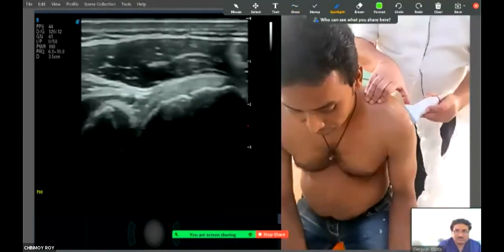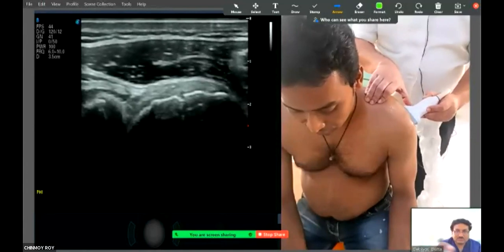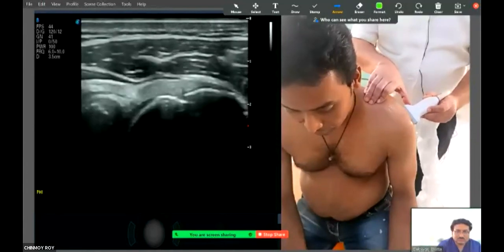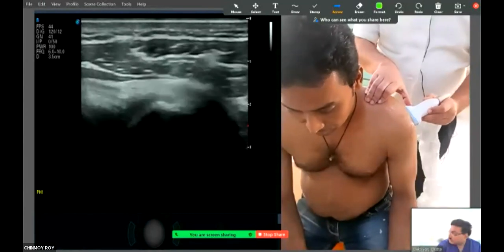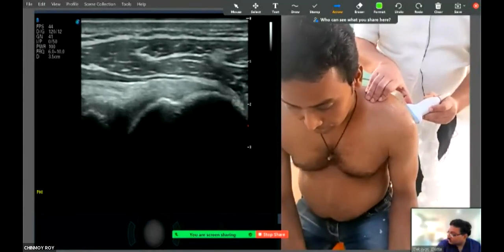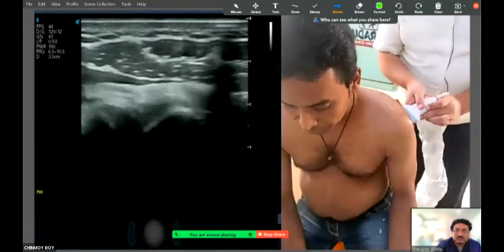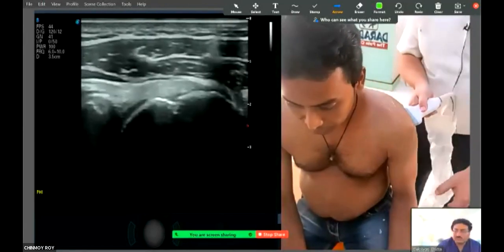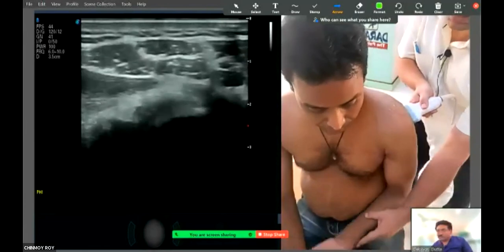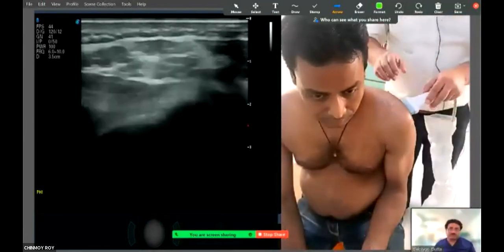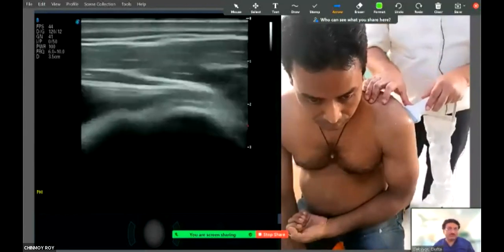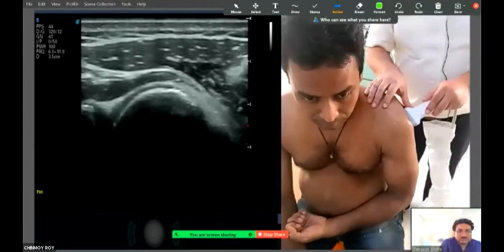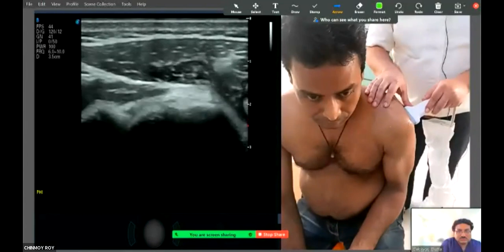But if you want to see a lot more tendon and muscle area, then we need to internally rotate. From subscapularis we did external rotation; this is internal rotation. Yes, now internally rotate. Earlier it was like this only.